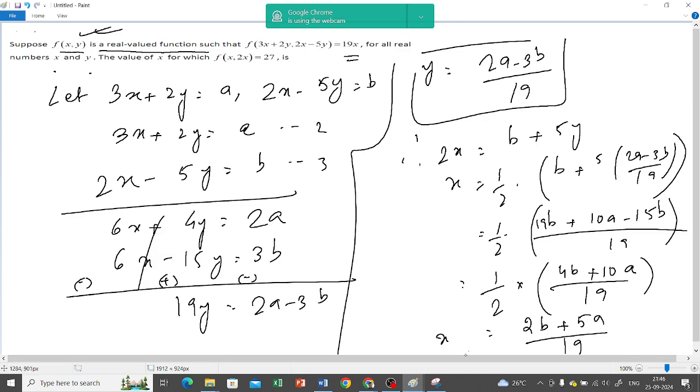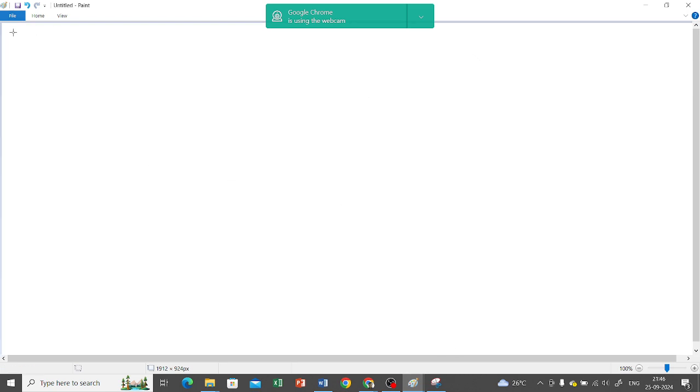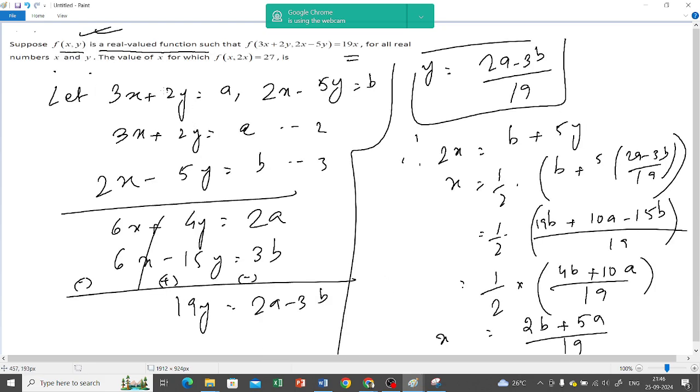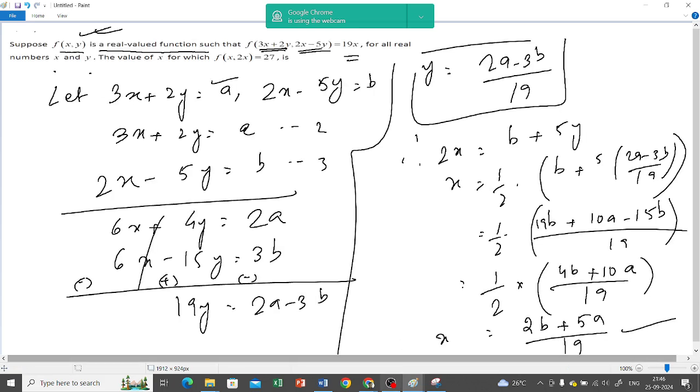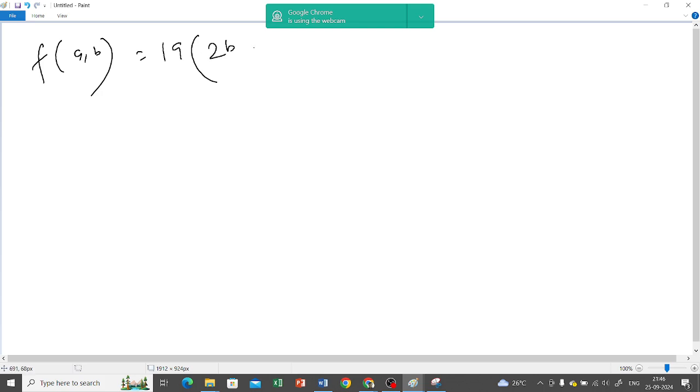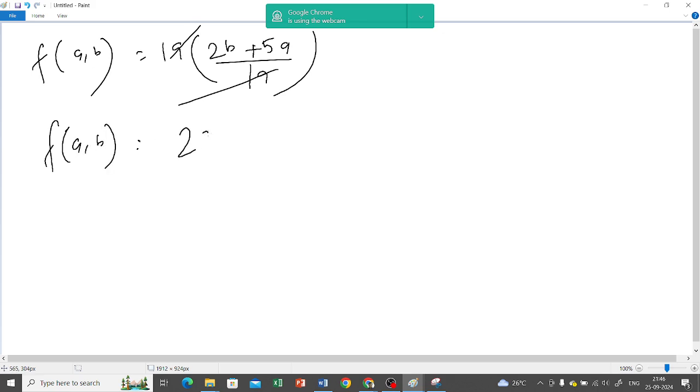So that we can say f(a, b), because we consider 3x + 2y as a and 2x - 5y as b. So f(a, b) is equal to 19x. What is x? x is (2b + 5a) by 19, so that gets cancelled out. So f(a, b) is 2b + 5a, right?